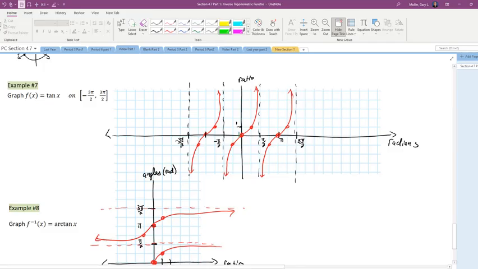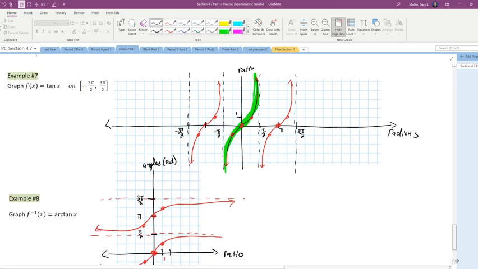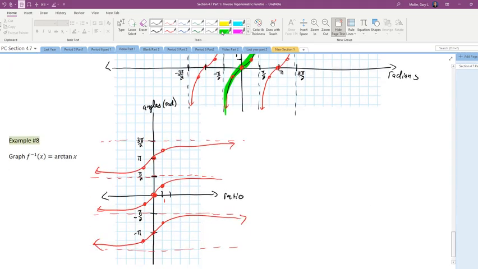So I think it's obvious, if you're kind of keeping up, that we're going to look at this segment of tangent right here. And so when I come down and take a look at good old-fashioned regular tangent, that section would translate to be only this piece right here. So the green highlighted part is the graph of the inverse of tangent. That's it.